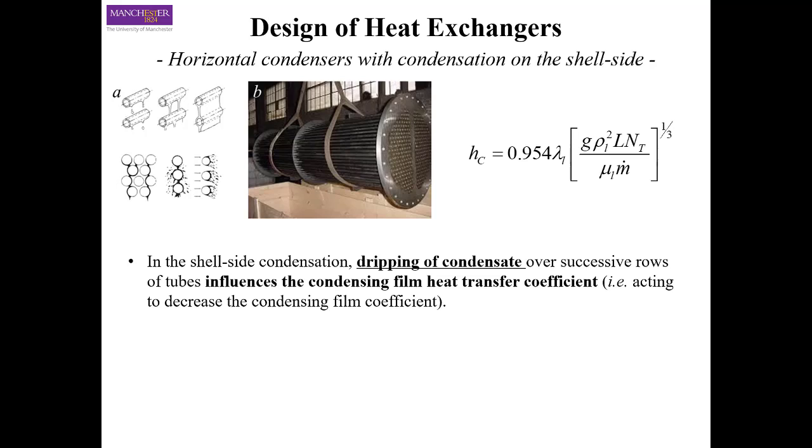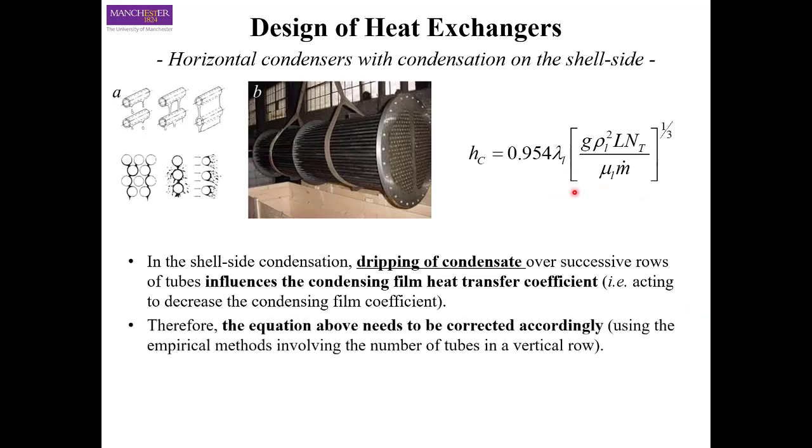Now, in a shell condensation where the condensation occurs outside the horizontal tube bundle, dripping of the condensate over successive rows of the tubes influences the condensing film transfer coefficient. So the equation that we developed on the previous slide needs to be corrected accordingly by considering some empirical relations that involve the number of tubes in vertical rows.